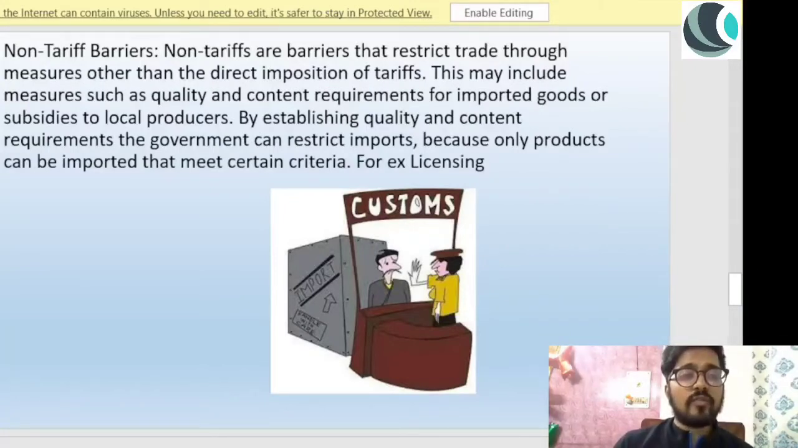This may include measures such as quantity and content requirement for imported goods or subsidies to local producers. So to make the local production more, or emphasize the local production more, the government can provide subsidy, right? You must have heard about the subsidies being provided to agriculture products, so that's a part of non-tariff barriers, to make your product competitive.